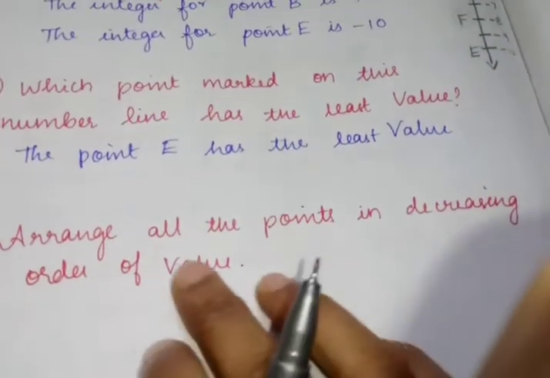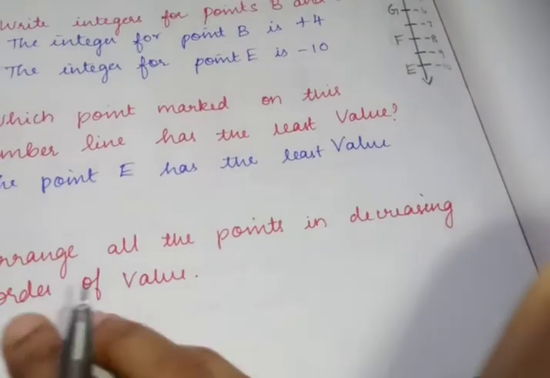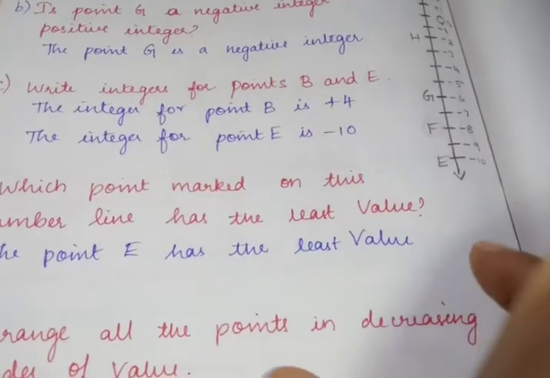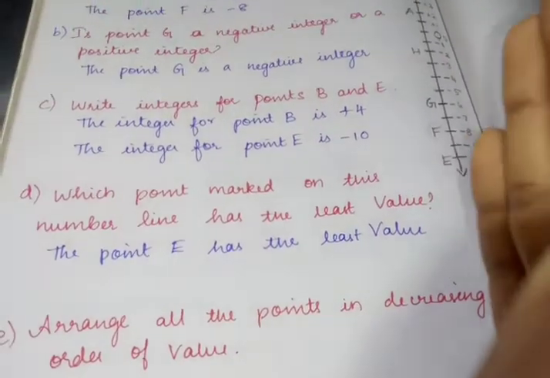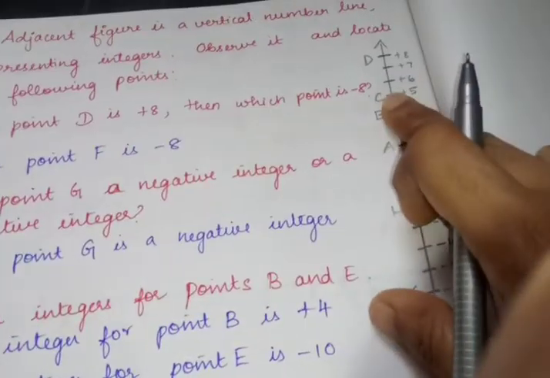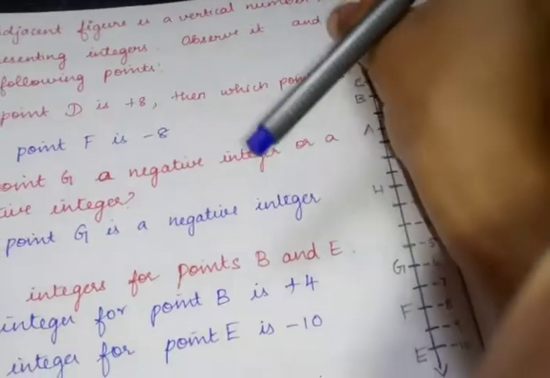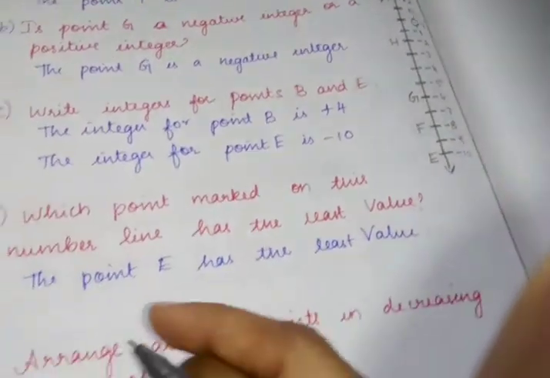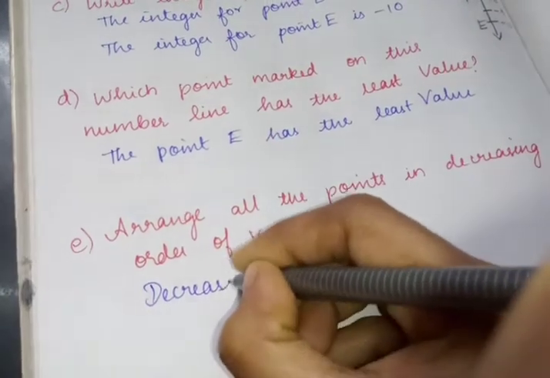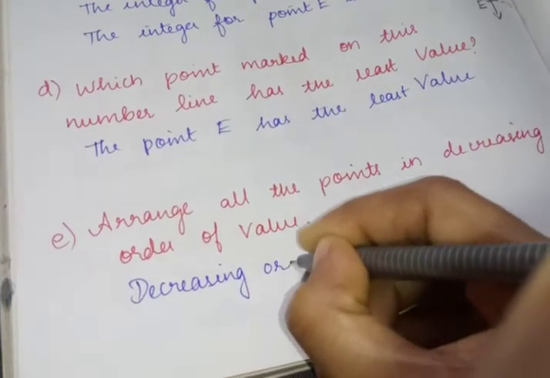Now arrange all the points in decreasing order of value. Decreasing means what? Big to small. Decreasing means it is a descending order. First the larger value you should write. Next that, like this you should write the decreasing order. So shall I write the decreasing order? I am going to write the decreasing order for these values.